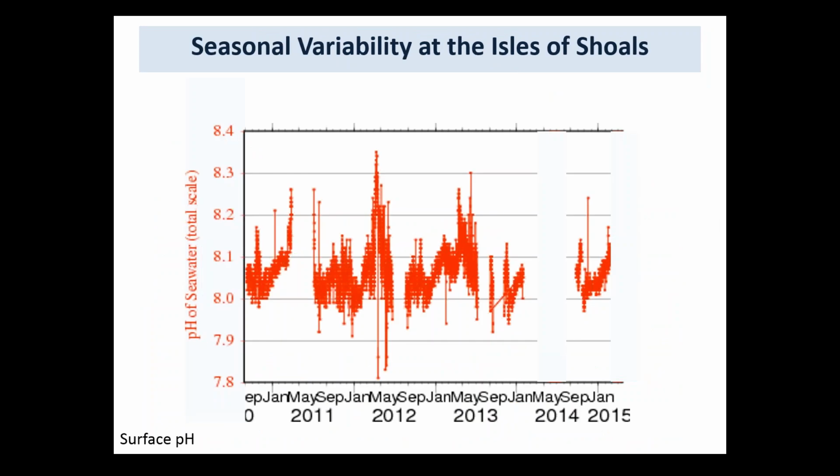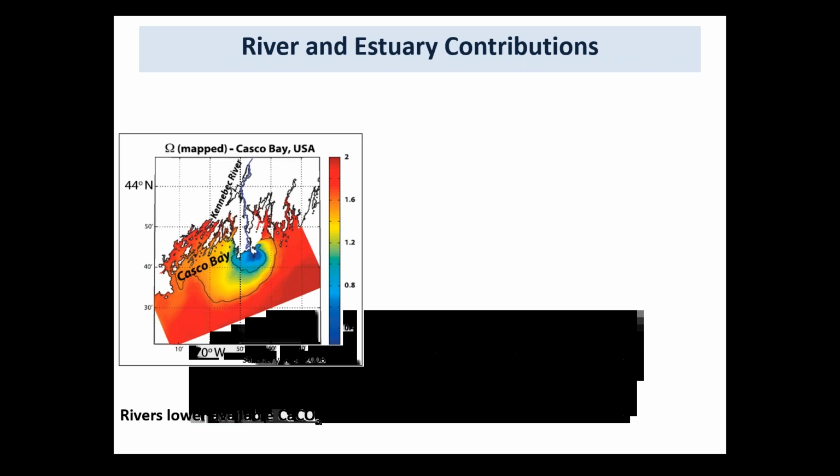And so we've also seen seasonal variability, and this is some actual measurements here of the pH of seawater at the Isles of Shoals station, looking at that over the last few years. So the other piece then is that it is not just what's going on offshore. We also have the effect of rivers here. There are a number of large rivers, including the Kennebec River here in Maine. And this is a figure that was put together for the paper where you can see the mapped aragonite saturation state that is dominated here by the effects of the output from the Kennebec River.